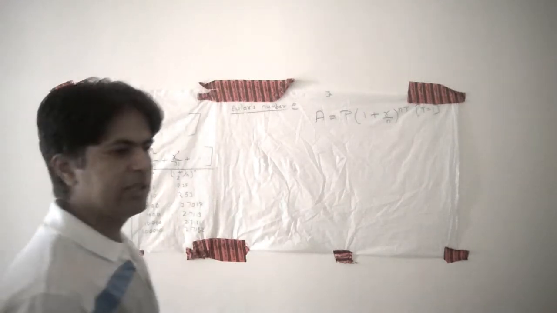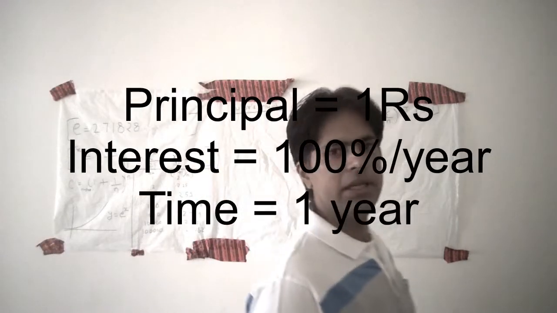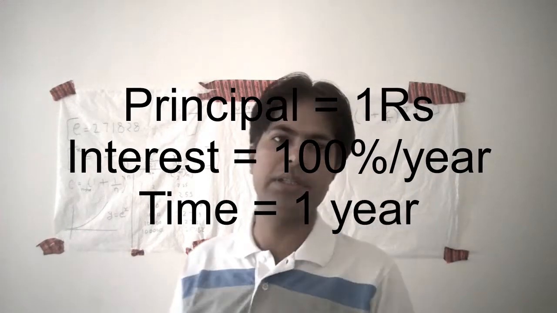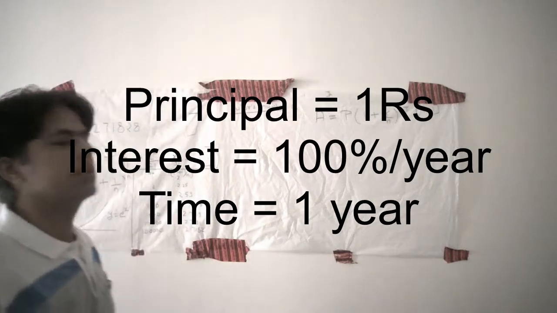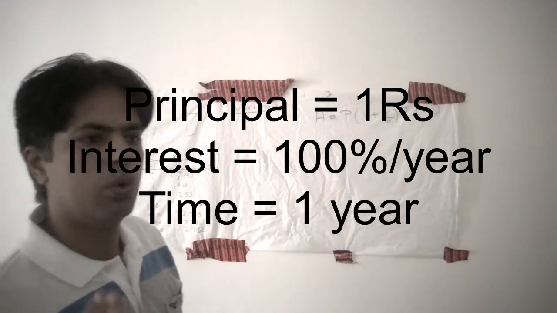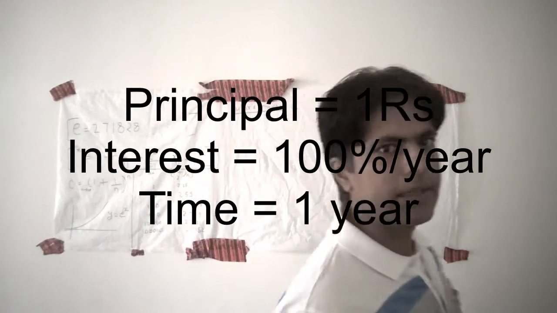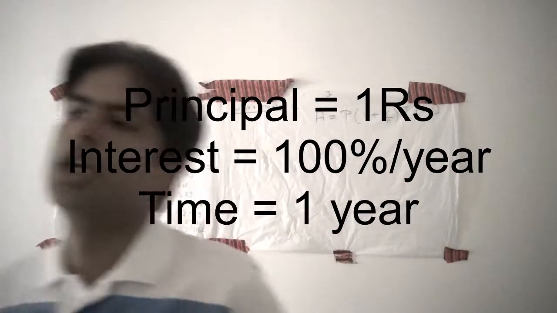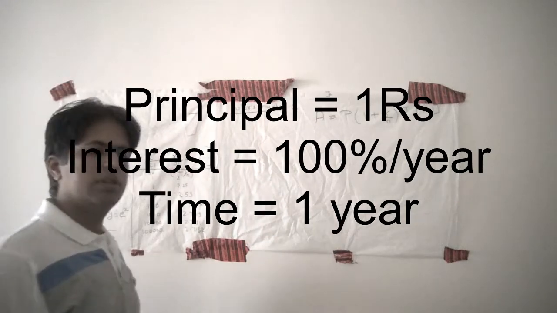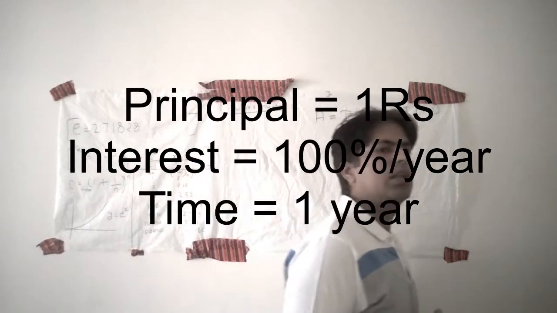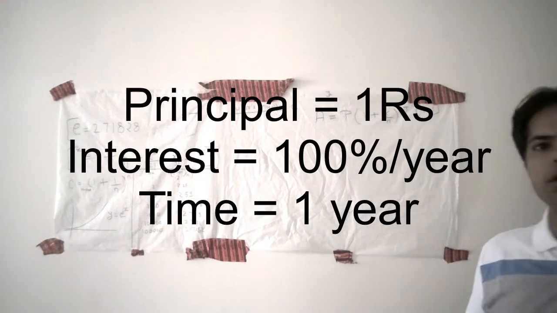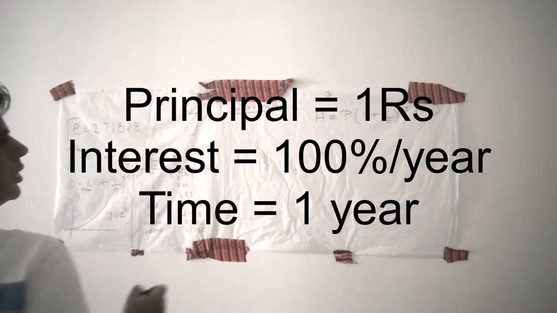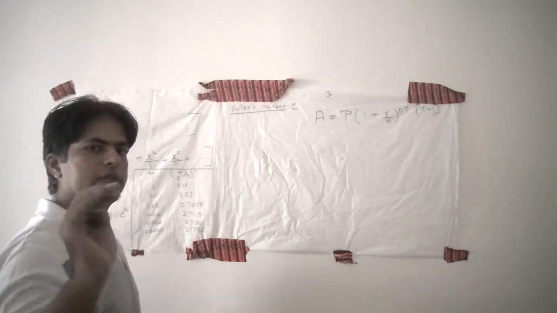So the problem statement is, you have 1 rupee in your bank account, and the bank pays you interest 100% a year, correct? Compound interest. What would be the amount at the end of 1 year? This is the problem statement. I repeat, you have 1 rupee in your bank account, the rate of interest is 100%, and the bank pays you 100% interest once a year. What would be your amount at the end of 1 year?